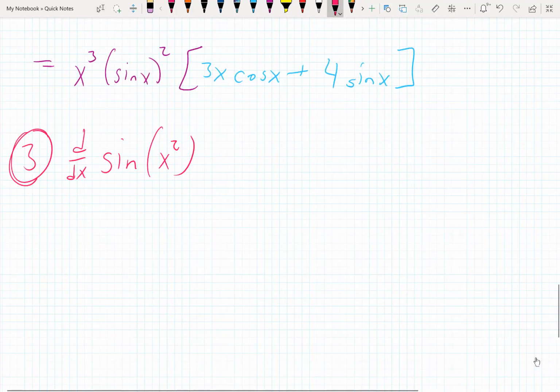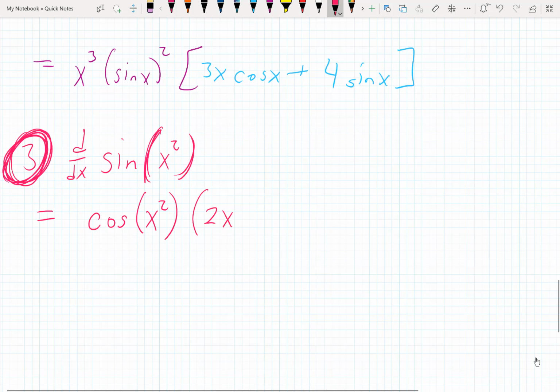Oops, I realized I skipped the real number 3. My numbering got off, so sorry. But we'll do it now. So it's chain rule. So the outside function is sine, so derivative of sine we now know is cosine. Keep the inside the same and multiply by the derivative of the inside. And so if we just rewrite that, I'd rewrite it like that.